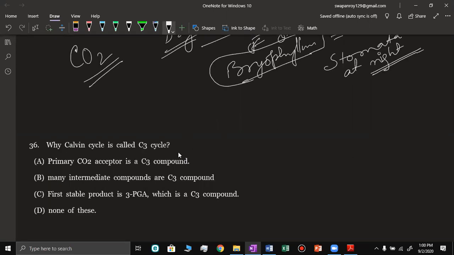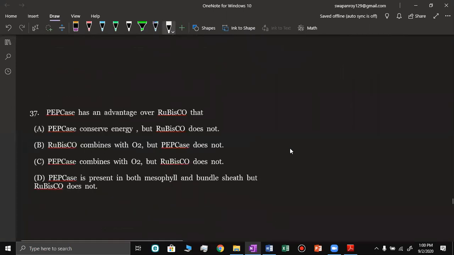There is a question related to the Calvin cycle again. Why is the Calvin cycle called the C3 cycle? This is because the first stable compound is a C3 compound. This is PGA, phosphoglyceric acid. So the first stable compound is a 3-carbon compound, and so this one is known as the C3 cycle. Calvin cycle is known as the C3 cycle.